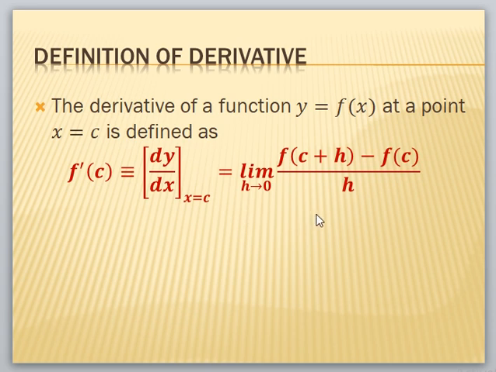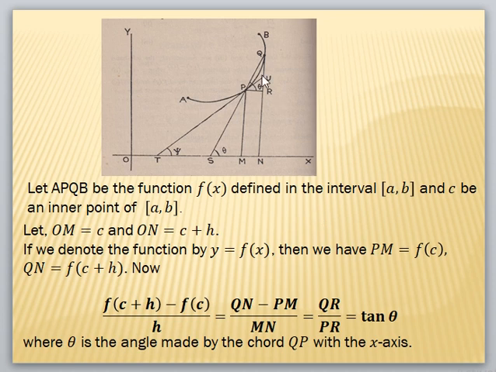And to do that, we look at this picture. Here we have the graph of the function, this APB or APQB, you can call it. This is the graph of the function y = f(x). And we have taken from the origin O these two distances. For the point P, you can see that this OM distance we have assumed is equal to c, and this length ON corresponding to the point Q is c + h, meaning from M to N the distance is h.